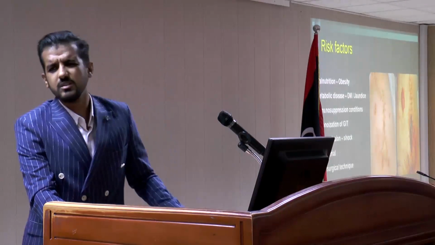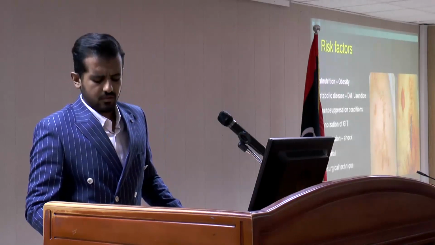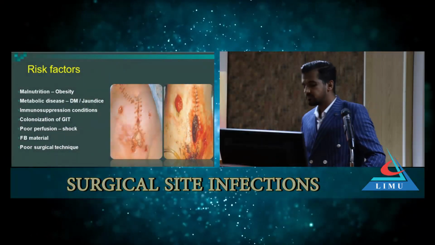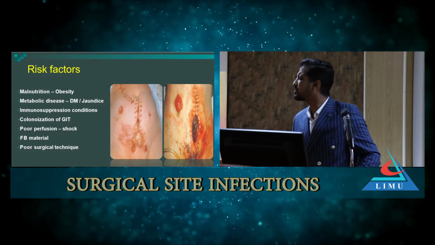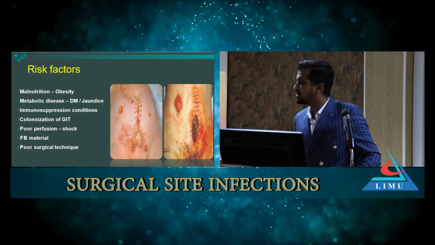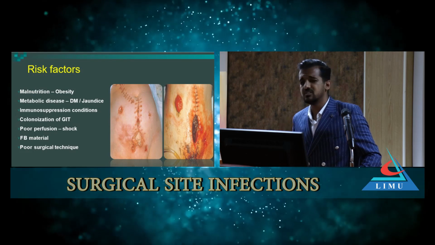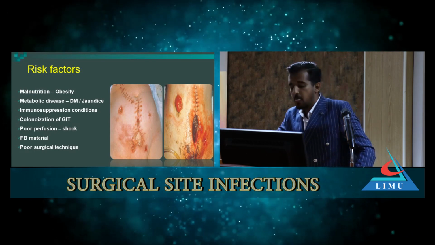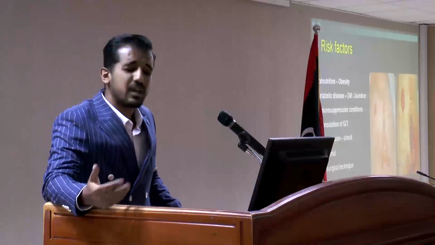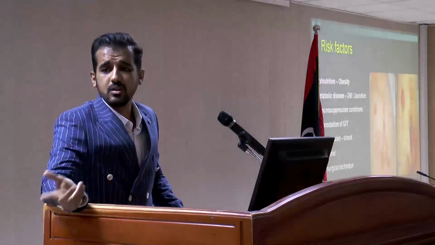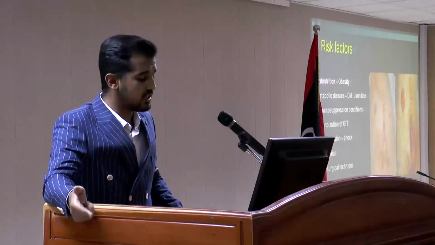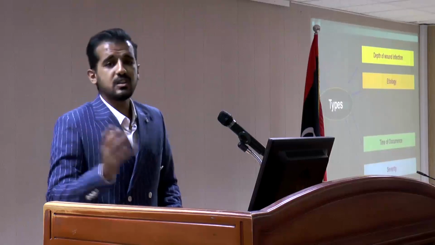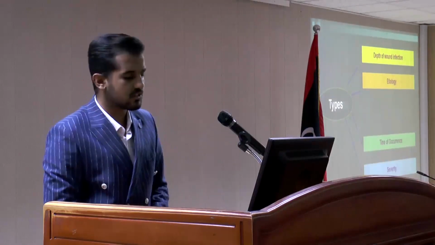What are the risk factors for surgical site infections? We have more than one, in two types: local and general risk factors. General risk factors include poor general condition, malnutrition, obesity, systemic diseases, diabetes mellitus, jaundice, and immunosuppression. Local risk factors include poor hygiene, poor surgical technique, foreign body material, and poor perfusion leading to shock.